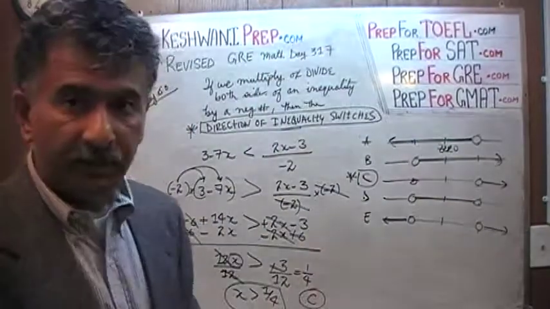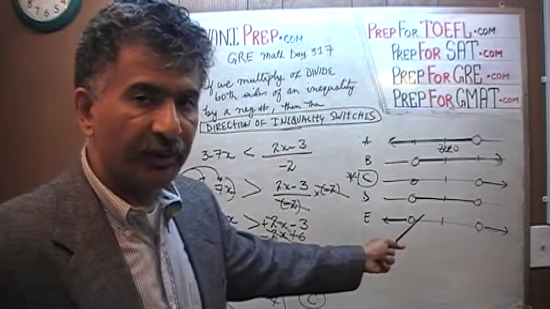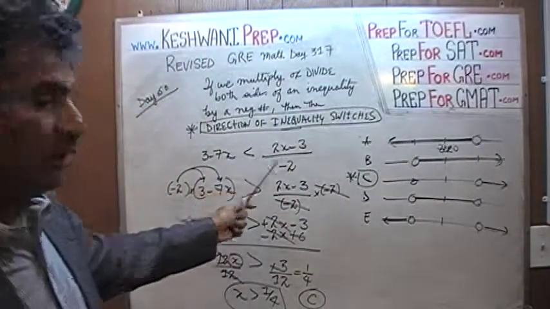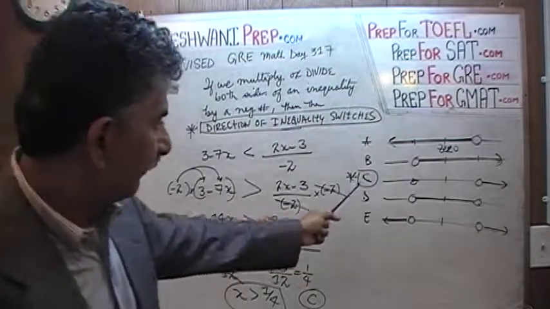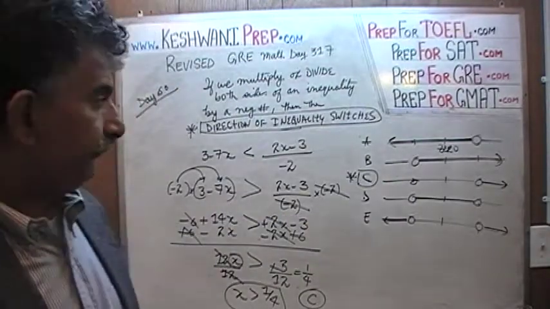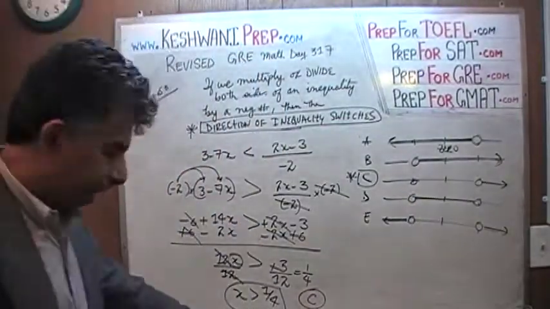In the real exam, they're not going to give you any numbers here. They're asking you to pick one answer choice that applies to this inequality, and the number line that applies is the one depicted in answer choice C. X is greater than some positive number. That's it.